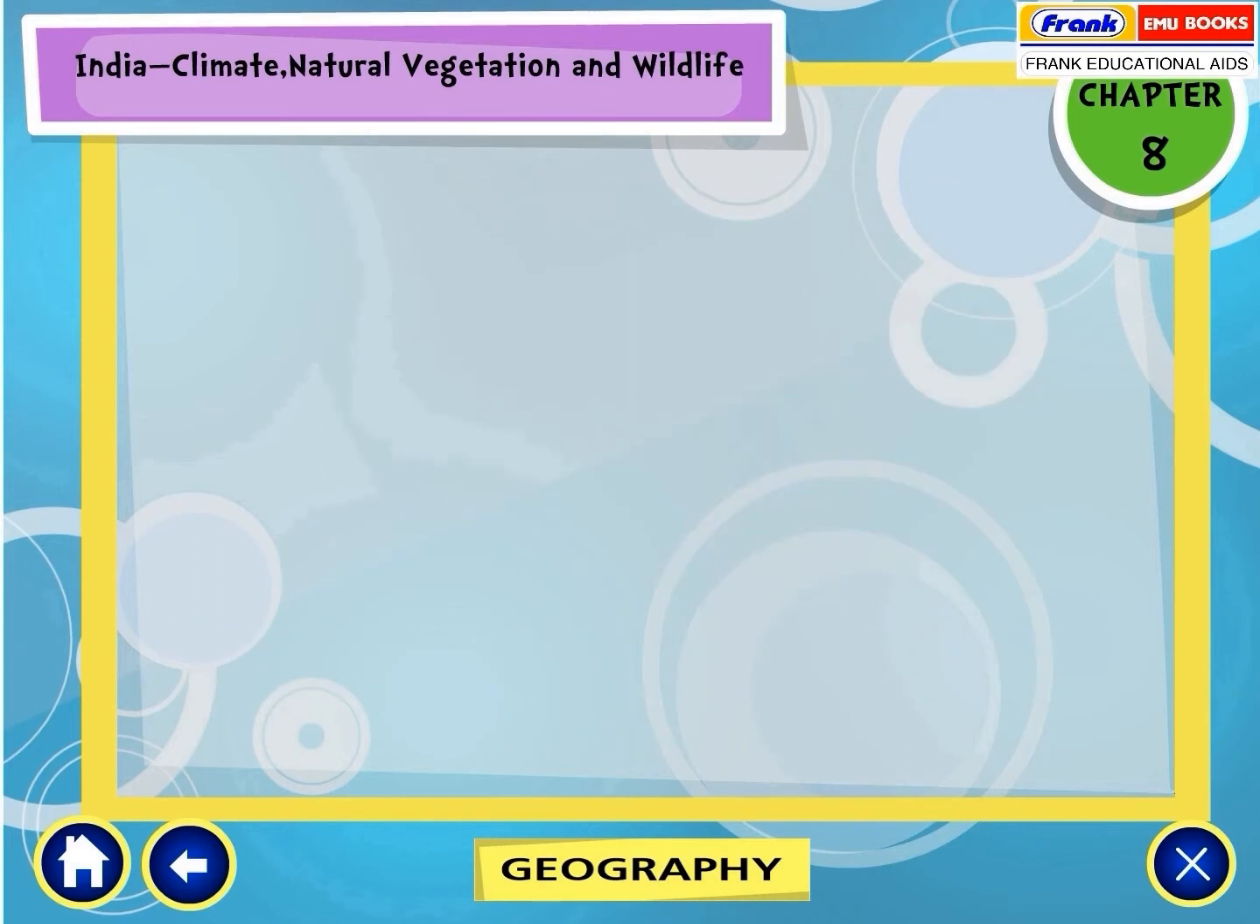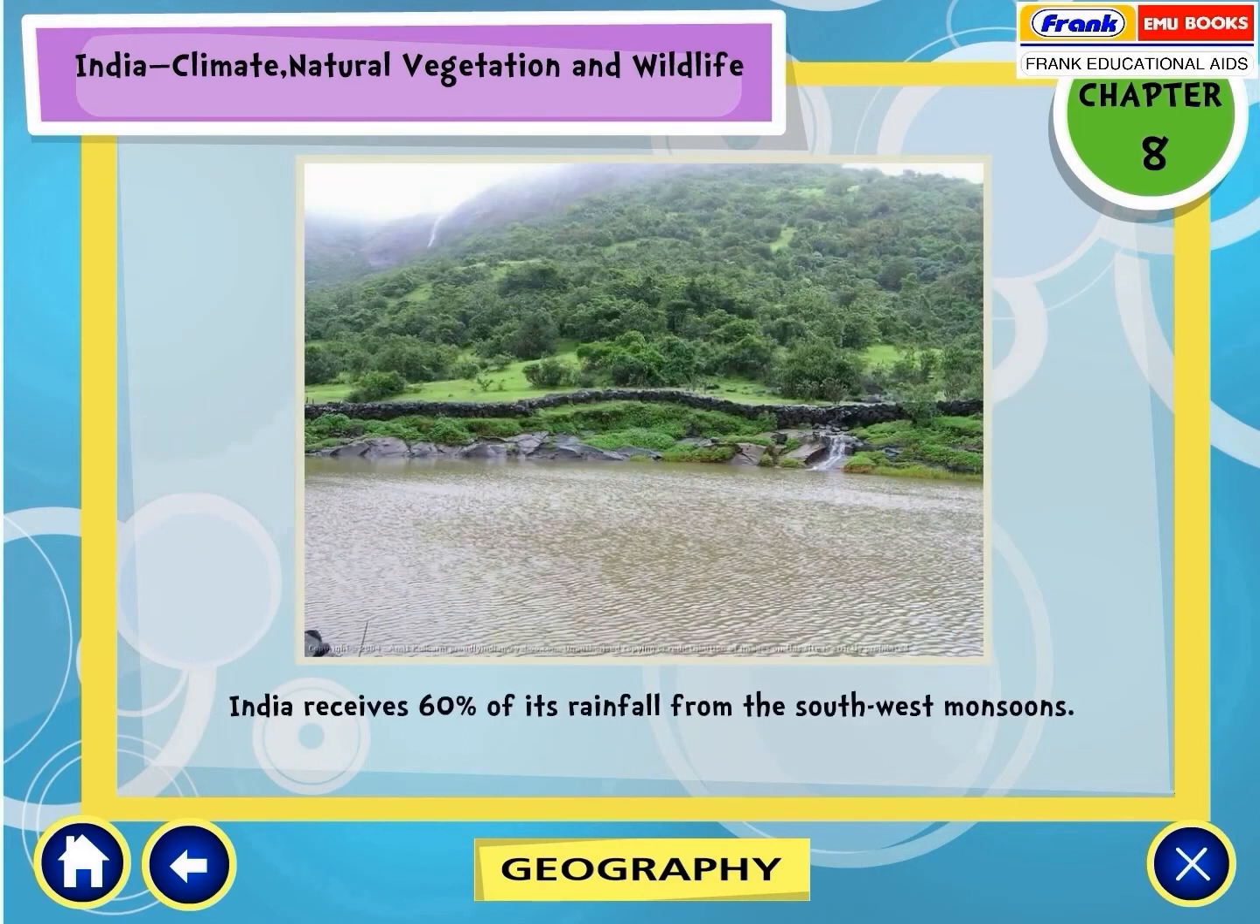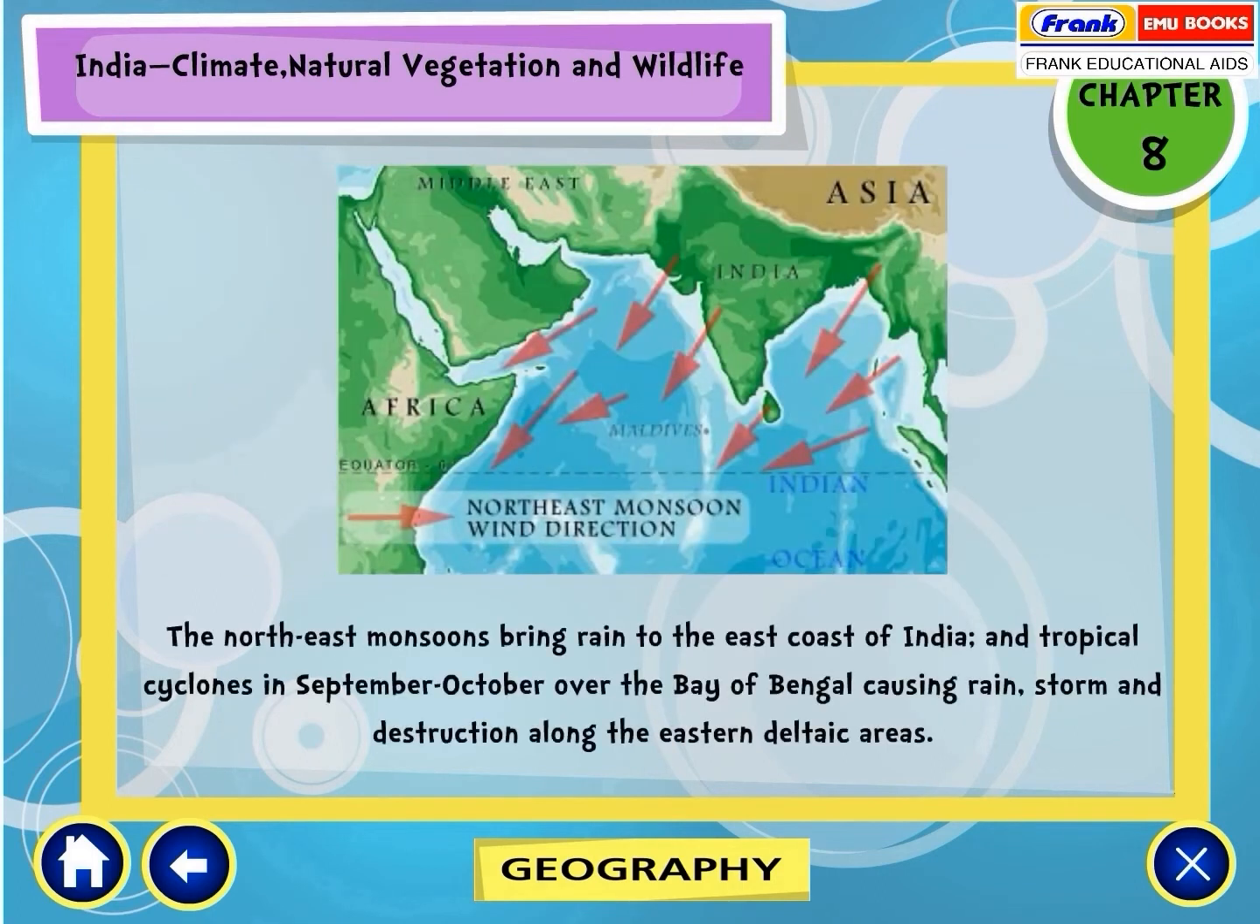India receives 60% of its rainfall from the southwest monsoons. The northeast monsoons bring rain to the east coast of India and tropical cyclones in September-October over the Bay of Bengal, causing rain, storm and destruction along the eastern deltaic areas.